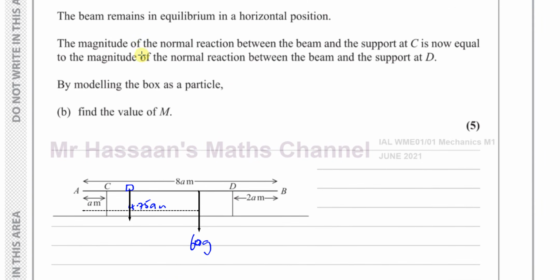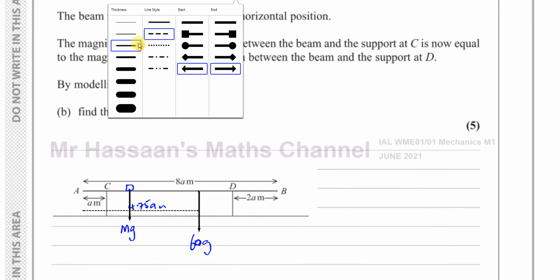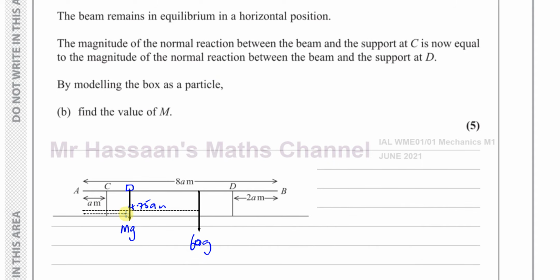So it's mg newtons is its weight. And its distance is 2a, so it's 2a away from the side A. So AE, this is the point E, I'll call it E, and that is 2a meters.